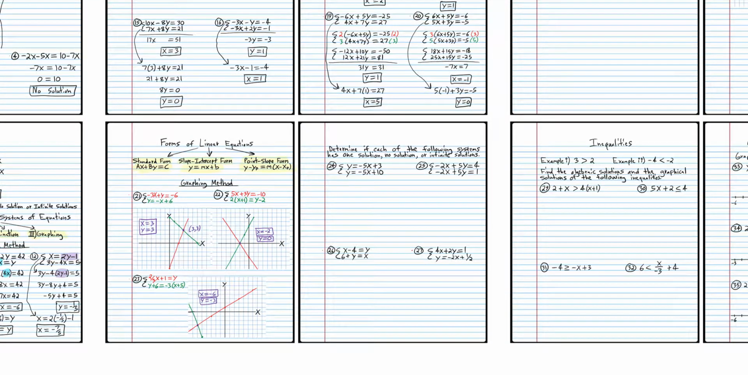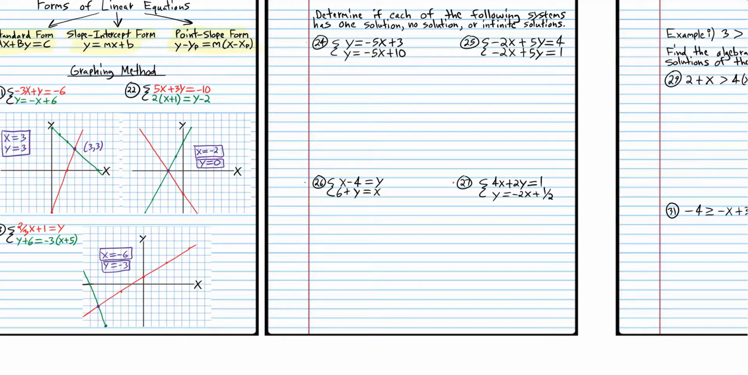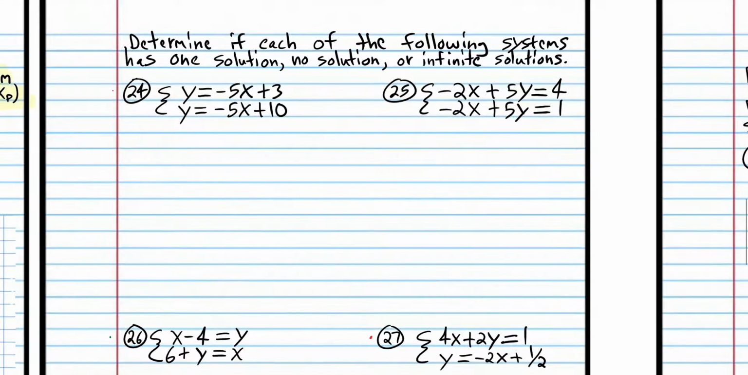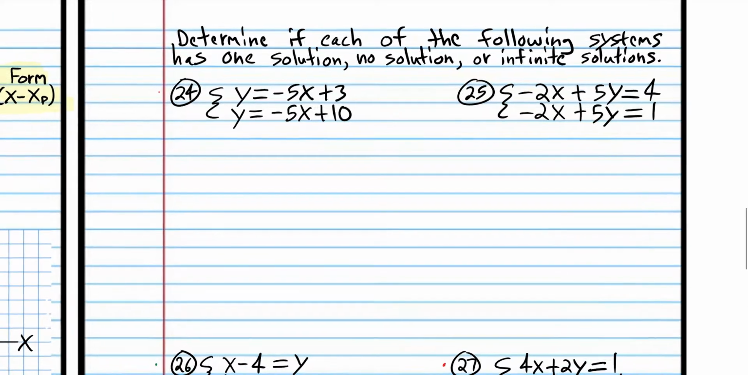And again, that was just review of systems of equations and also graphing linear equations. But now we're going to something new. This is something you haven't seen. This is where we figure out if a system has one solution, like the systems we solved previously, or if it has no solution or infinite solutions. So this is not going to be hard. It's basically the same thing.